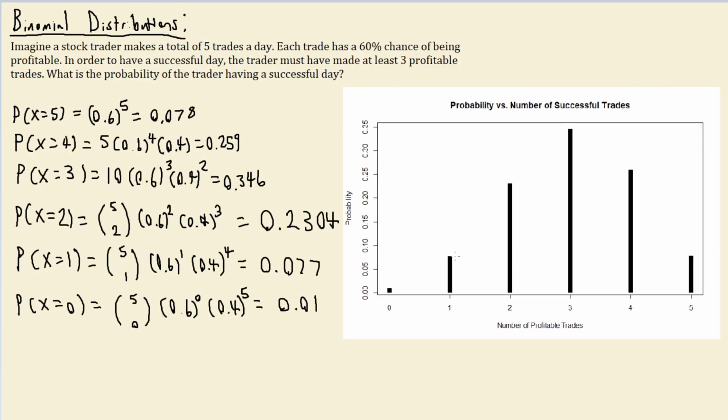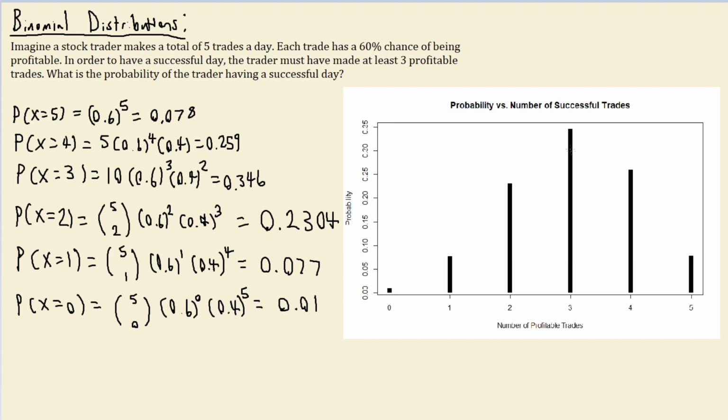Now here, you can start to see visually these bars, the heights of these bars represent the probability associated with each of these outcomes. So you can see here the probability of getting no successful trades is very, very low. It's about 1%, which is exactly what we have here. All I did was take this information and plot it onto a histogram in R. But this is just all of this information visualized.